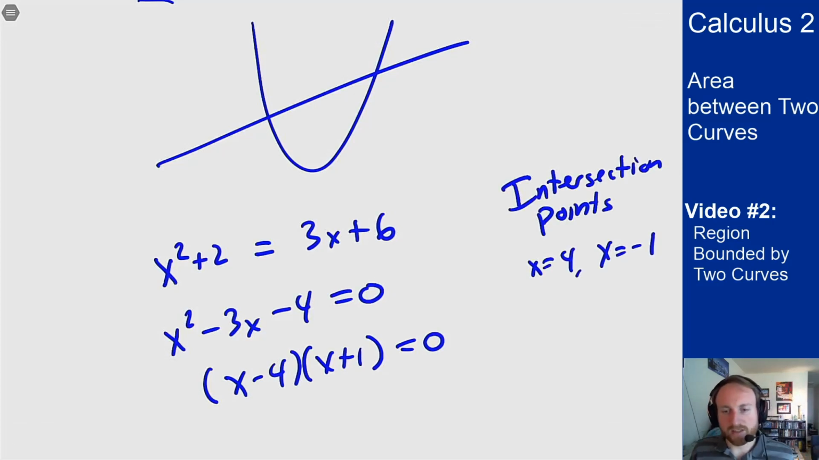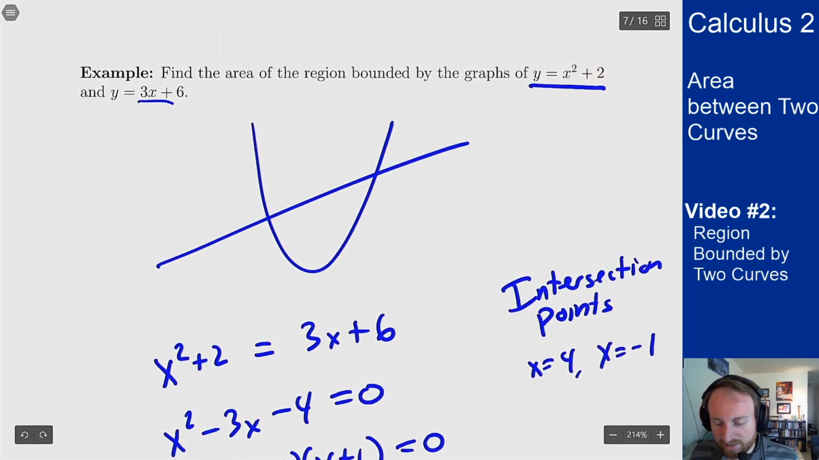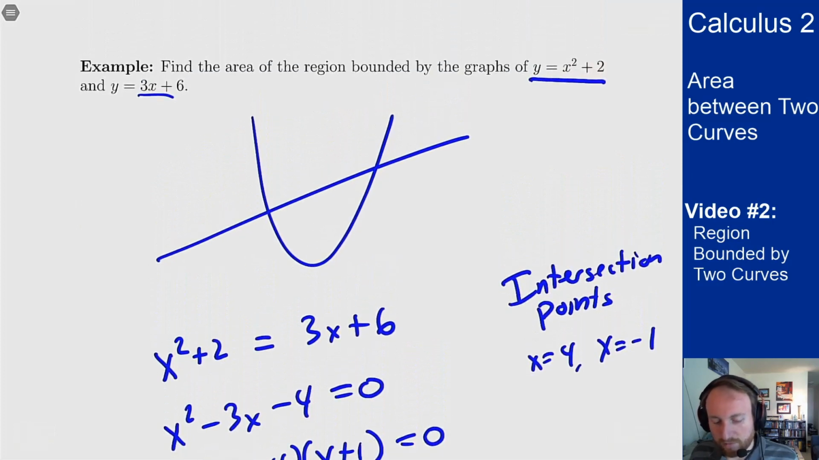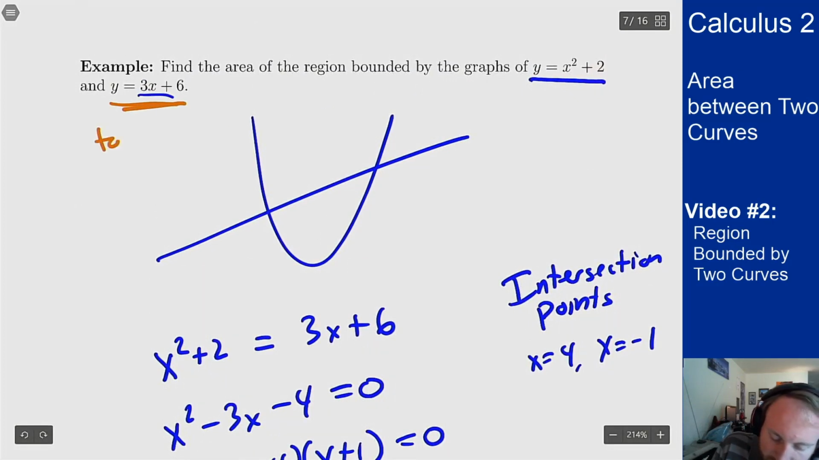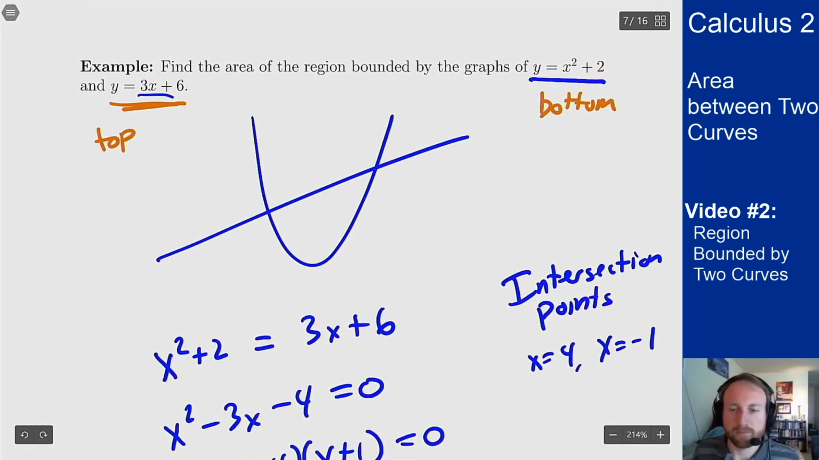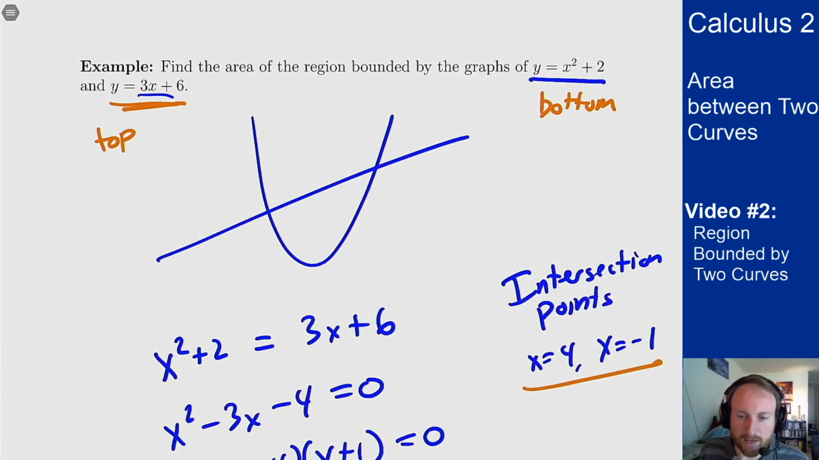Now to check which function's on top, I just have to plug in one point between minus 1 and 4 to figure out which one's bigger. Let's plug in 0. If I plug in 0, I see that my parabola is at 2 and my straight line's at 6, therefore the straight line is on top. This is my top function, and this is my bottom function. Now we can just do the integral like we normally would, given these bounds of integration and knowing who's on top and who's on the bottom.